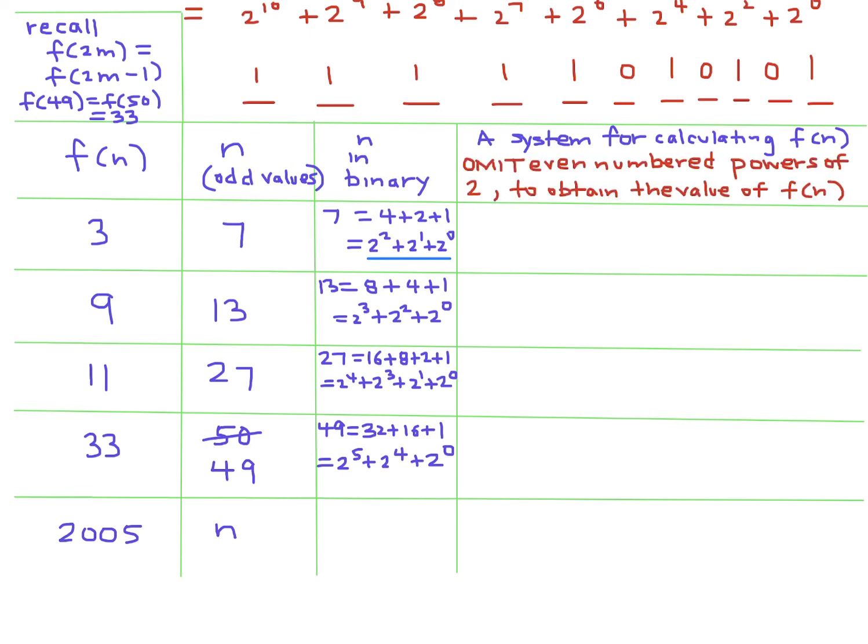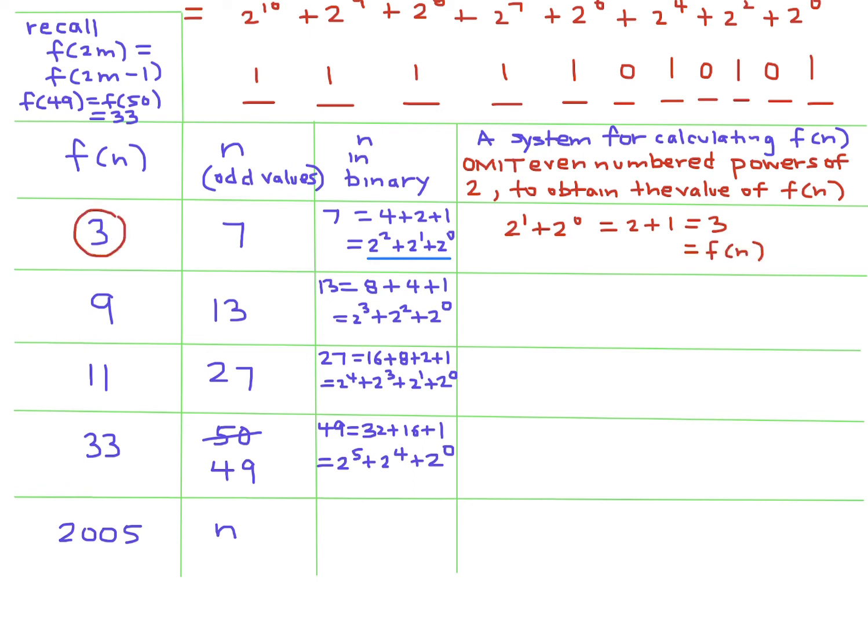So, for example, when n is 7, 7 is 2 to the power of 2 plus 2 to the power of 1 plus 2 to the power of 0, correct? We have to omit even numbered powers of 2, so I have to take those out. My even numbered power of 2 in this case is 2 to the power of 2. And if you do that, you get just 2 to the power of 1 plus 2 to the power of 0, which is equal to 2 plus 1, which is 3. And that is equal to f at n.